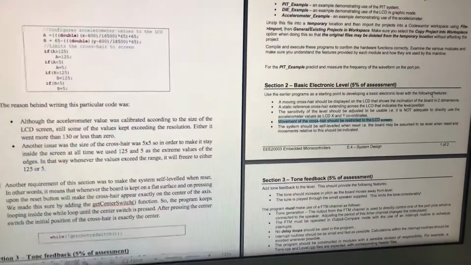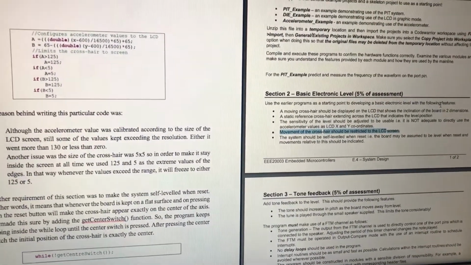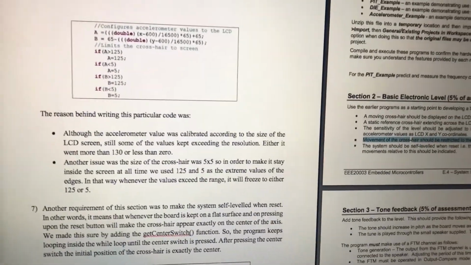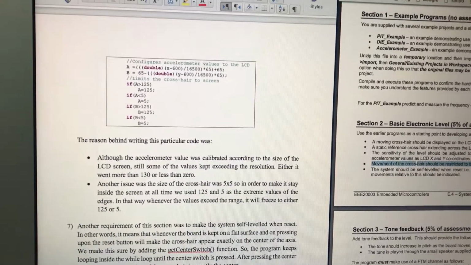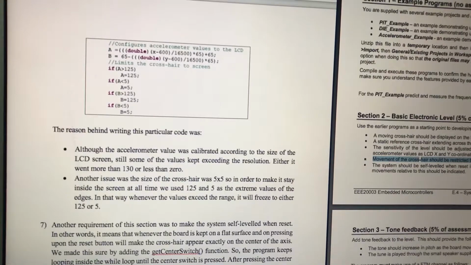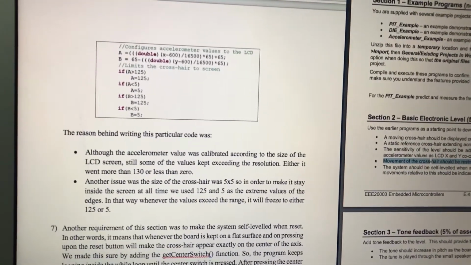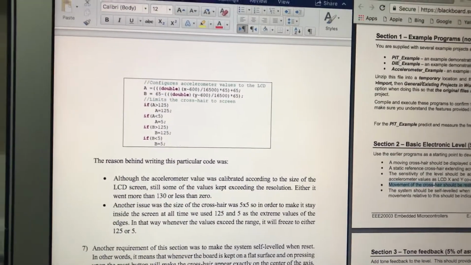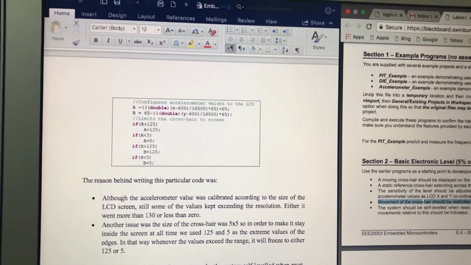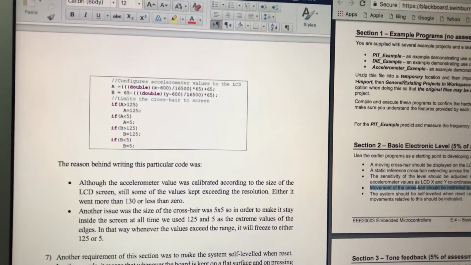And accordingly to the other directions also it moves. I'm Mohammed Babakar, and I'll be taking off from where Faisal has left, specifically in section 2. The lab sheet asked us to restrict the movement of the crosshair on the LCD screen. To do that, we had to configure the values of the accelerometer, setting the maximum the crosshair can move to 125 and the minimum to 5.